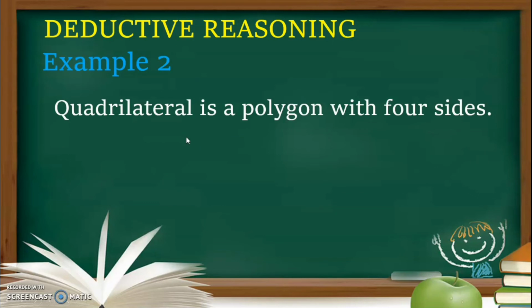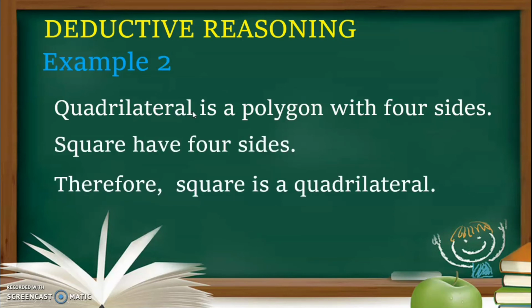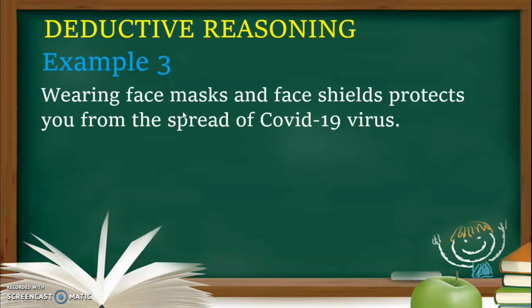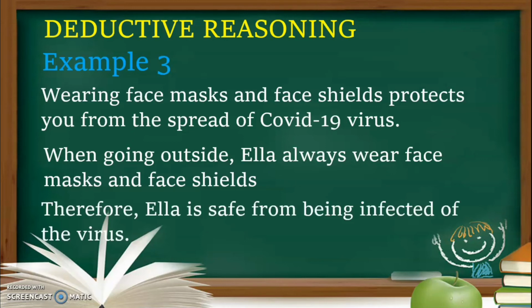Okay, number 2. Quadrilateral is a polygon with 4 sides. Ito yung definition ng quadrilateral. So, square have 4 sides. Therefore, square is a quadrilateral. Example number 3. Wearing face mask and face shield protects you from the spread of COVID-19 virus. When going outside, Ella always wears face mask and face shield. Therefore, Ella is safe from being infected of the virus. Ito yung specific examples. General to specific.